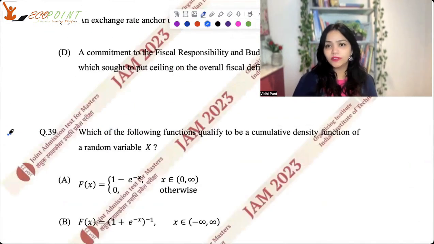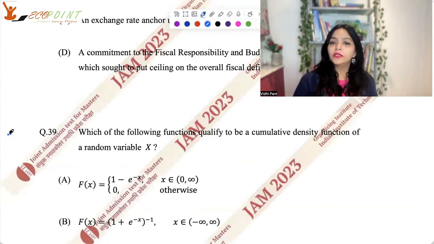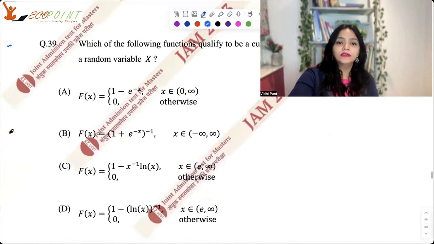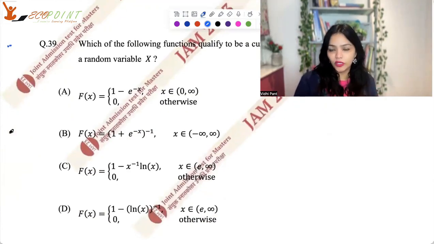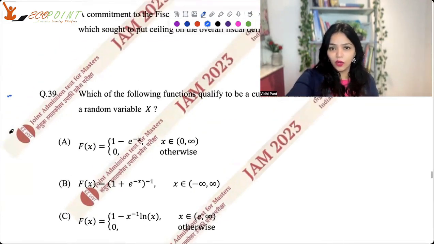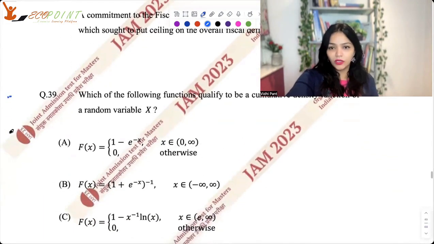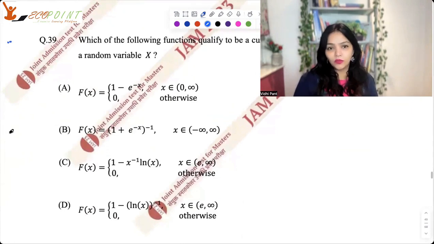Next question is question number 39 from this paper. This question is testing you on your concepts. Very basic concept of CDF. Which of the following functions qualify to be a cumulative density function of the random variable x? And these are your options. So you will have to check each option, to find which option is not a CDF and which are CDFs. Or if there's just one which is a CDF, the rest are not. We'll have to figure that out.